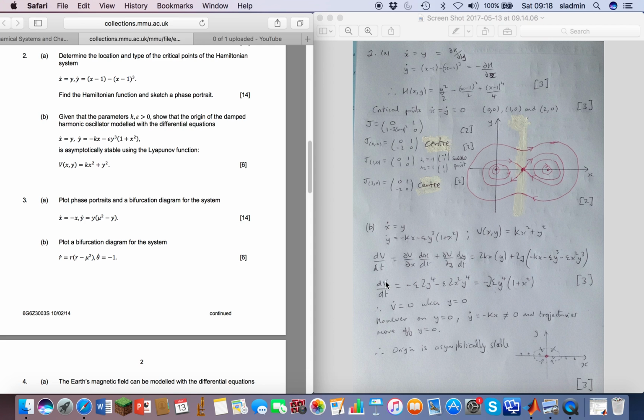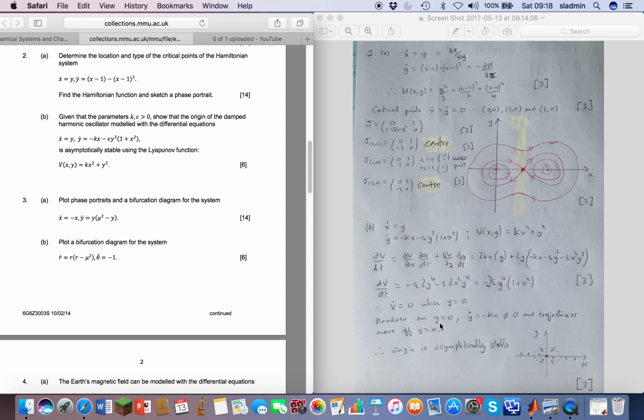Simple algebra gives us that dV/dt is minus twice epsilon y to the 4 times (1 plus x squared). And remember, k and epsilon are positive. So therefore, you'll notice that V dot is less than or equal to 0, but it can be equal to 0 when y is 0.